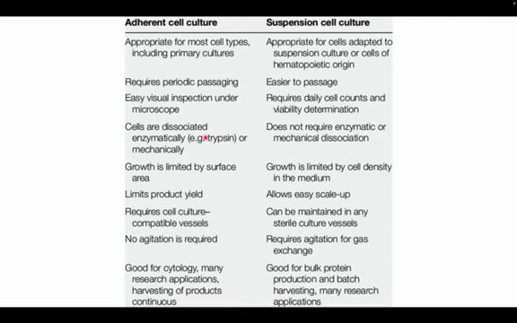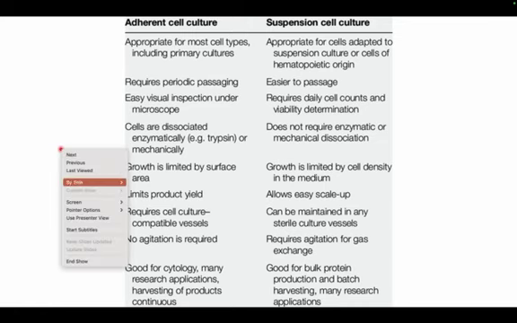Obviously, since we are growing it on the surface area, the growth is limited by the surface area of the flask. The flask should be cell culture compatible. No agitation is required because it's just growing on the surface. Okay? But because it is growing on the surface, it can only grow as long as there is surface area available for it to grow. Okay?